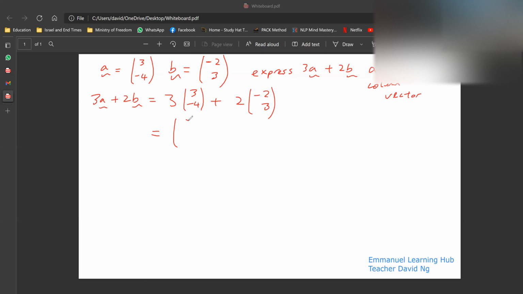So 3 times 3 is 9. 3 times minus 4 is minus 12. This is minus 4. This is 6. So 9 minus 4 is 5. Minus 12 plus 6 is minus 6. So this is the answer, column vector. Can you understand? Yes or no? Hello? Can you understand? No? Okay. I understand. So the next example I'm going to show you is this.